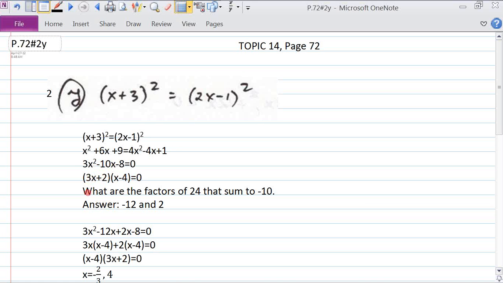You could do that. But if you want to do it more systematically by grouping, you could say, well, what are the factors of 24? 3 times 8. That sum to minus 10. So here's your minus 10. So we always multiply the first term times the last term. So the answer is minus 12 and 2. And now I've done it by groupings.